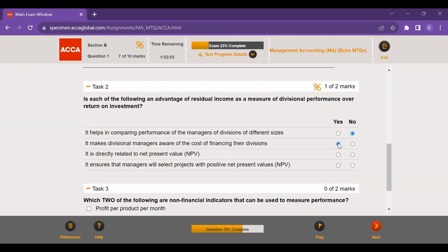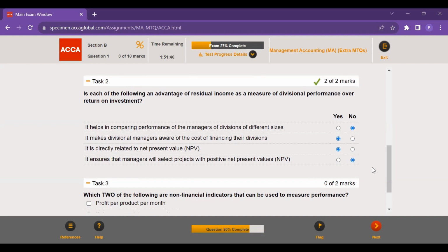Now, the next statement is, it is directly related to the net present value. This statement is also true, because the more your net present value will be, the more will be the residual income. Now let's have a look at the last statement. It ensures that managers will select projects with positive net present value. Now this is not correct, because the whole focus of the managers over here will be to have a residual income. So they will not really be careful about whether the NPV is positive or not. So that is not ensured over here, right?